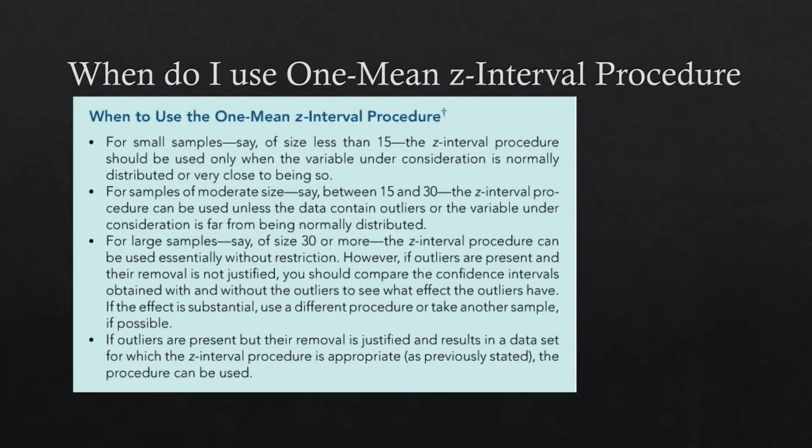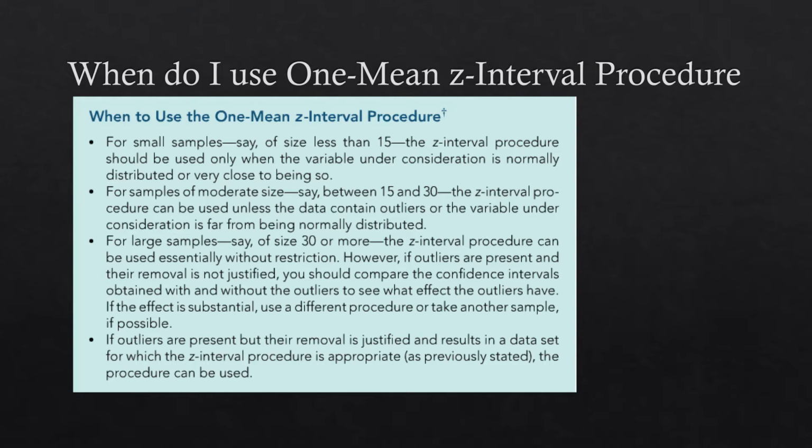However, if outliers are present and their removal is not justified, you should compare the confidence intervals obtained without the outliers to the confidence intervals obtained with the outliers so that you can see if there's any real difference, okay? If outliers are present, but the removal is justified and results in a data set for which the z-interval procedure is appropriate, the procedure can be used. Okay, so these are when it can be used.